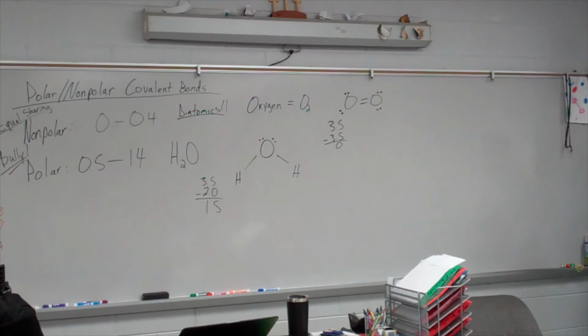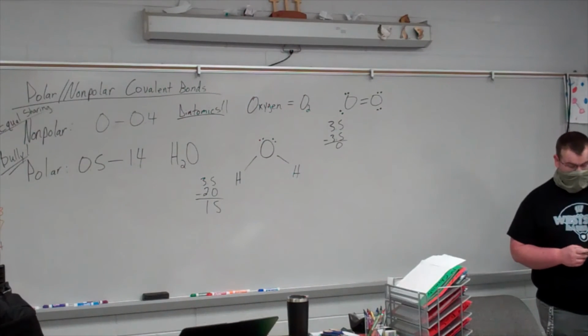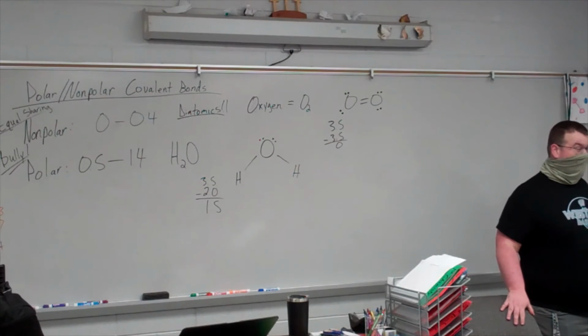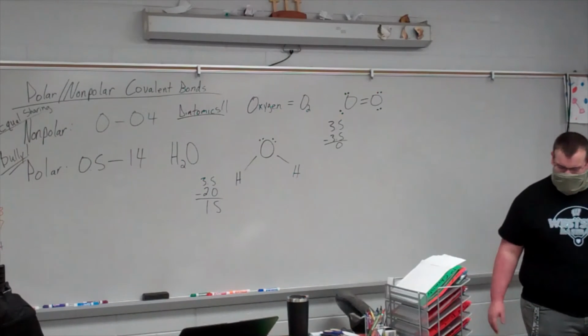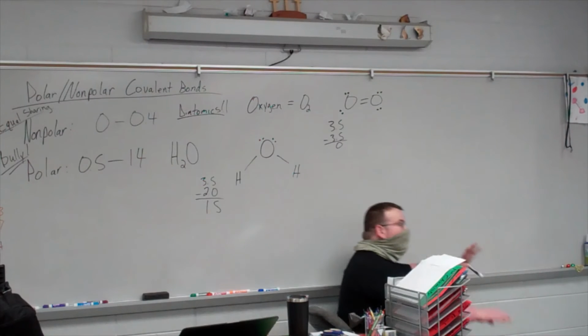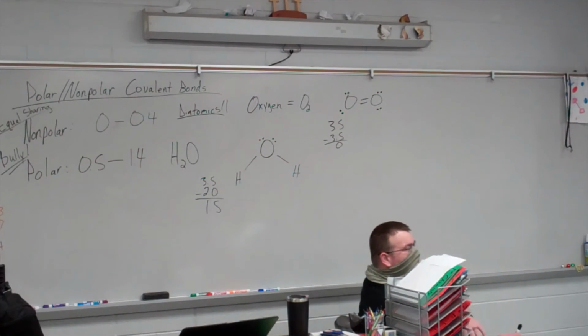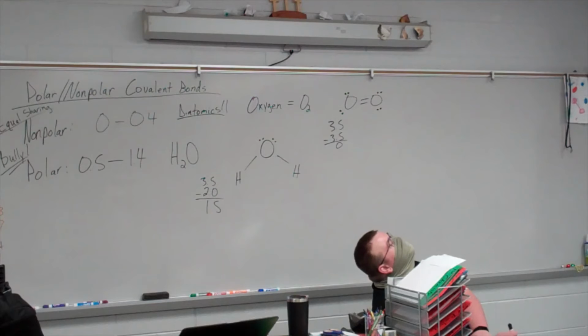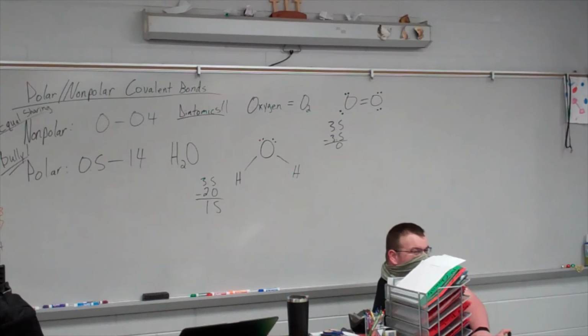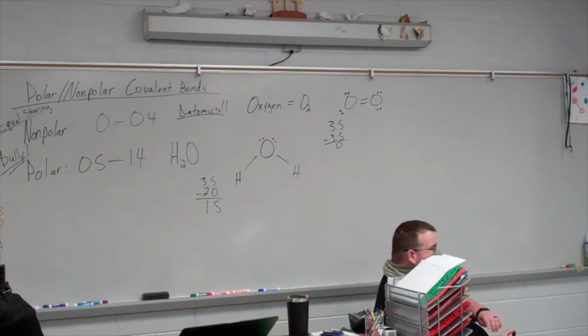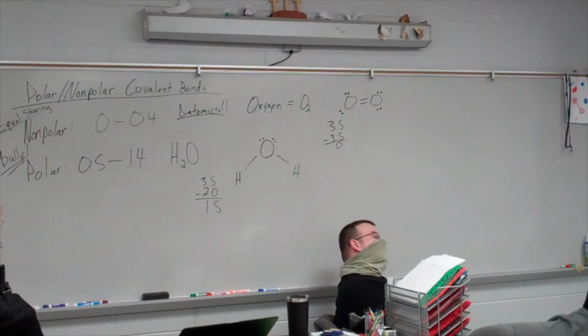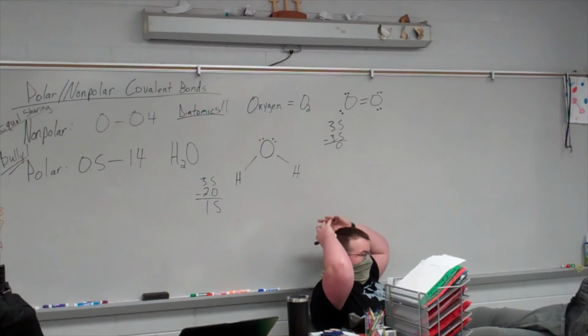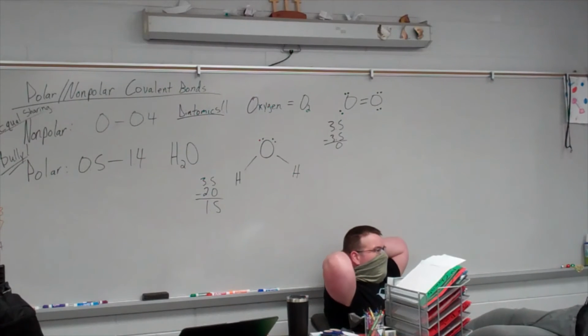Here's the question. You get 1.5. So, question: how do we determine if it is an ionic or a covalent bond? Take the charge. Look at the periodic table.